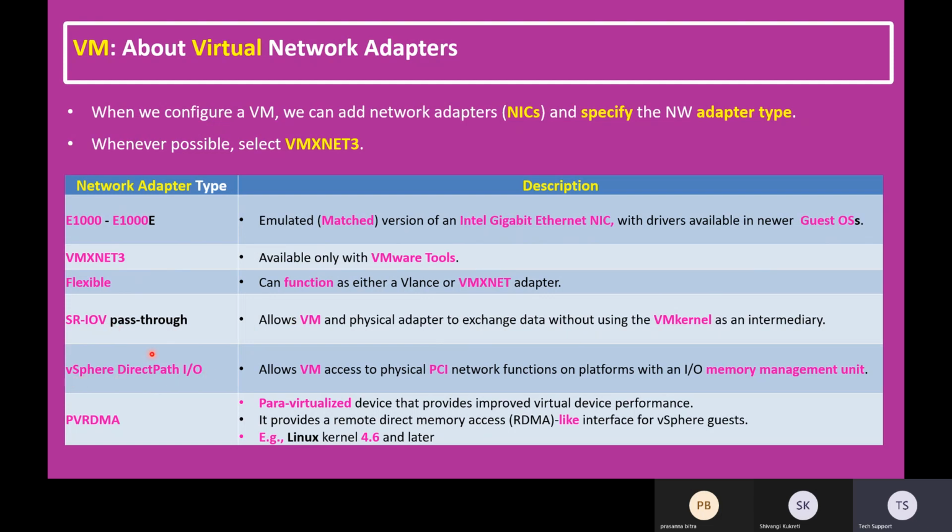And vSphere DirectPath I/O is also similar to the pass-through adapter. It allows VM access to a physical PCI network connection on a platform with an I/O memory management unit. But most of these scenarios will go with VMXNET3, and the other adapters are only for special use cases.